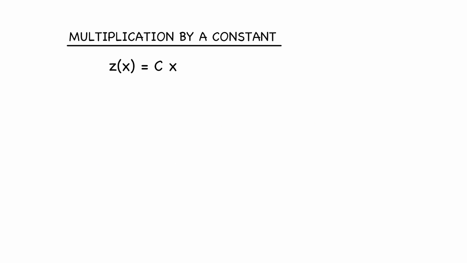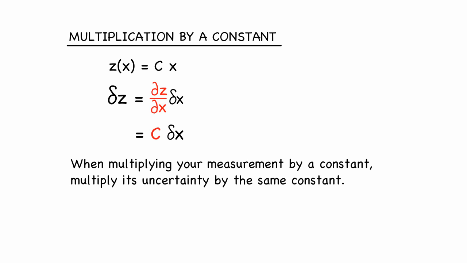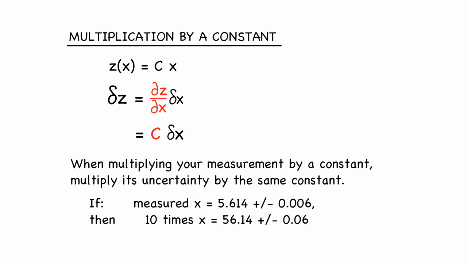Multiplication by a constant. When z is just a constant c times a measurement x, the derivative of z with respect to x is simply c. Therefore, the uncertainty on z is c times the uncertainty on x. So when you multiply a measurement x by a constant, you multiply its uncertainty, delta x, by that same constant.